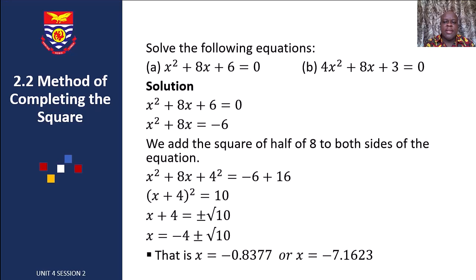We realize that this question has the quadratic term, which is x squared. It has the middle term, which is 8x. And it has the constant term, which is 6, and that is equal to 0.